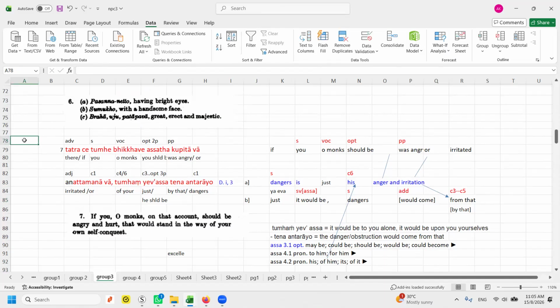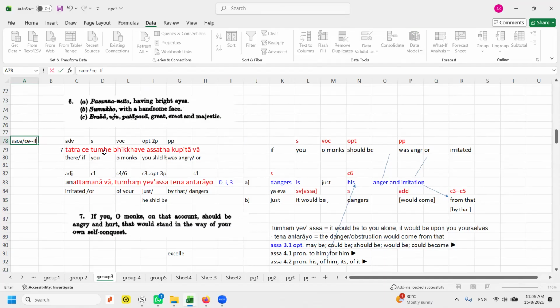You see, che, sache is also if. Che is also if. Both of these are if. I think che is a short form of sache. If, in this case, this is undeclined. Tatra is there. Normally an adverb we just place later. Put it later. We take the tumhe here.